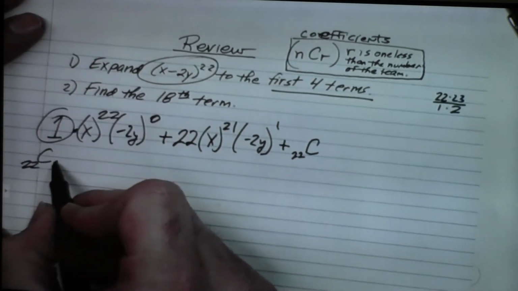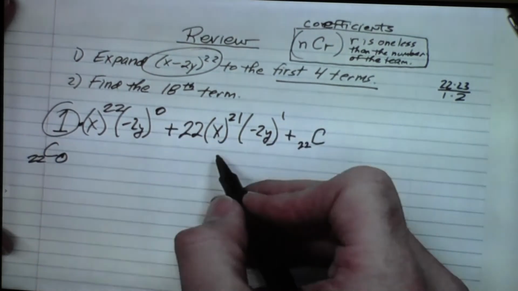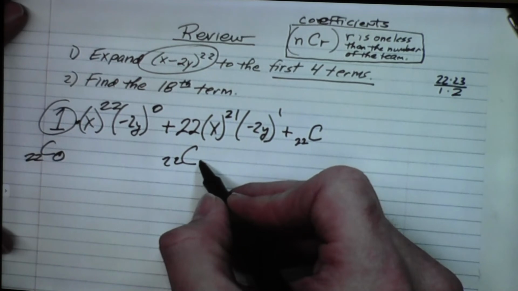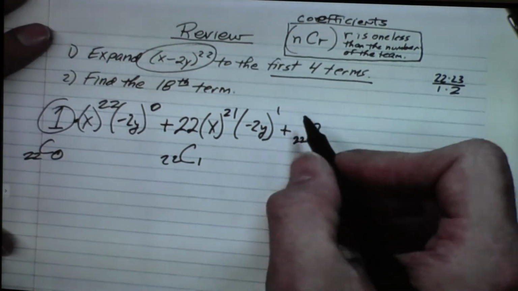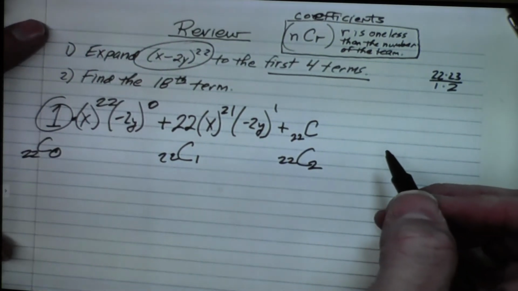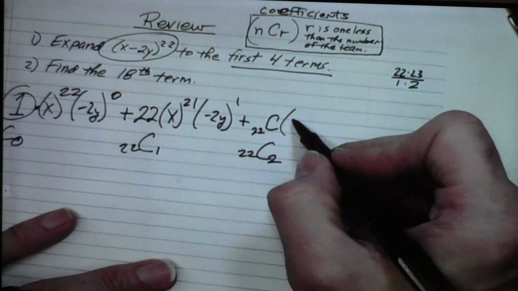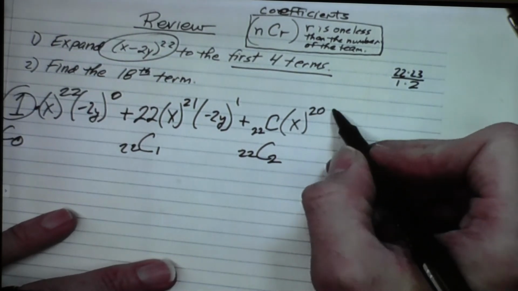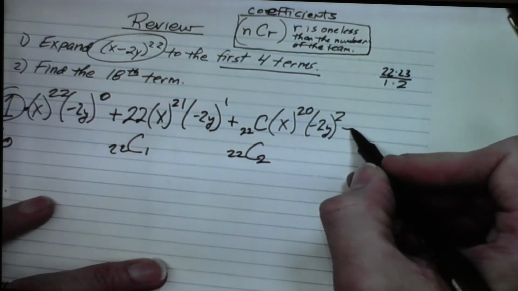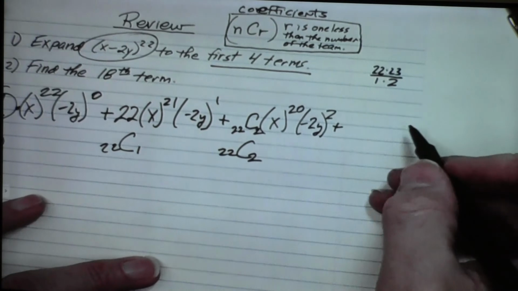Okay. This one, 22, and it's the 0. Notice I'm using that 0 for it here. You can get the 22 if you do 22C1. This one is going to be 22C2. Okay. And then x to the 20th, (-2y) to the 2nd. And then the next term, instead of doing this kind of thing, whoops, I should have put the 2 on here.